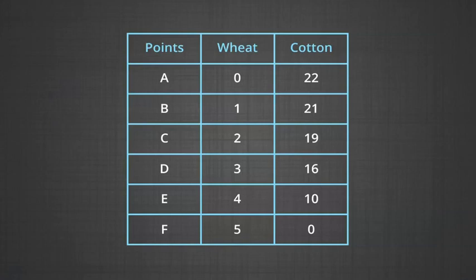If this economy chooses to produce 16 bales of cotton, what is the maximum amount of wheat that it can produce? You can see from table 1 that this will be 3 tons at point D. Suppose this same economy chooses to produce 2 tons of wheat. Can it produce 20 bales of cotton? Table 1 tells you it cannot. The maximum cotton it can produce if it produces 2 tons of wheat is 19 bales at point C.